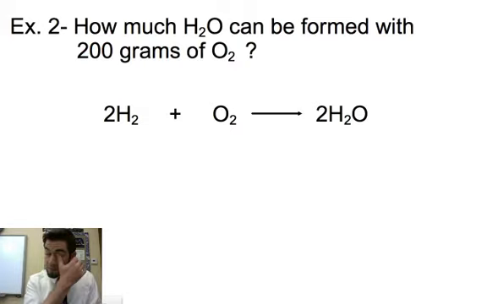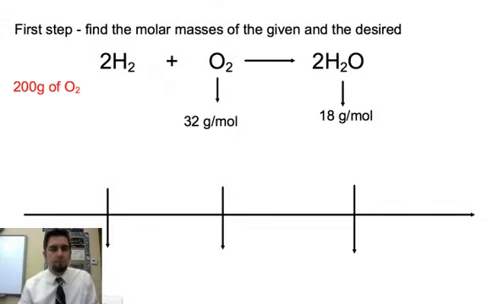So let's see, example number 2. How much water, or H2O, can be formed with 200 grams of oxygen gas? Coming back to our old equation, 2 moles of hydrogen gas plus 1 mole of oxygen gas produces 2 moles of H2O. We weren't given moles, so we have to change the amount of grams into moles first, then compare it with the moles of water. So, once again, we're going to use our T-chart here, and we're going to break it down into steps.